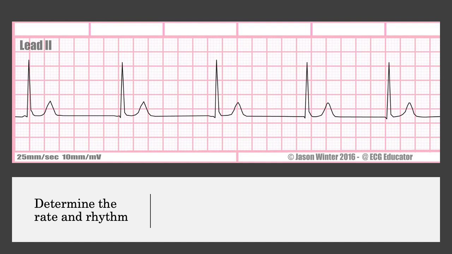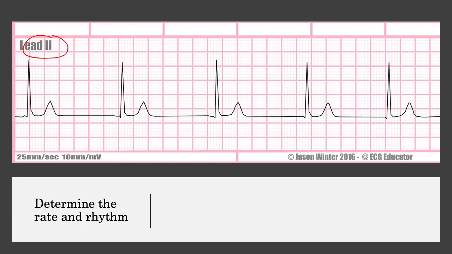We'll take a look at this one. So again, determining rate, this is lead 2. So I would expect to find a P wave either flat or upright in lead 2. So my rhythm is regular. If I were to measure my R to R intervals, they're the same. And then my QRS complexes are clearly not prolonged. They are less than 3 small boxes or less than 120 milliseconds.